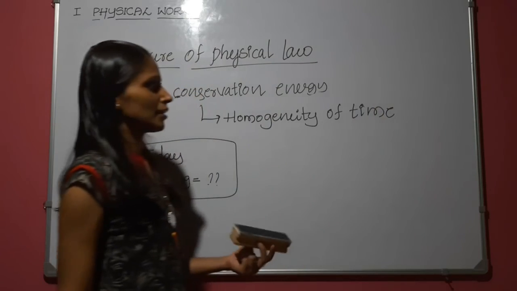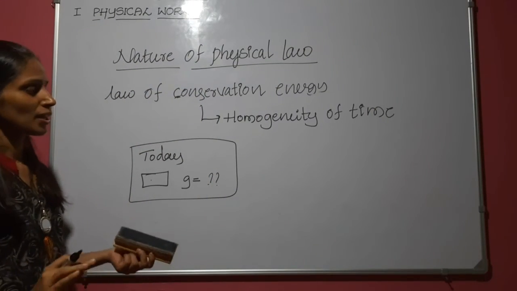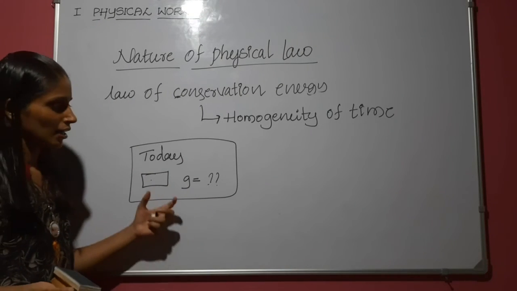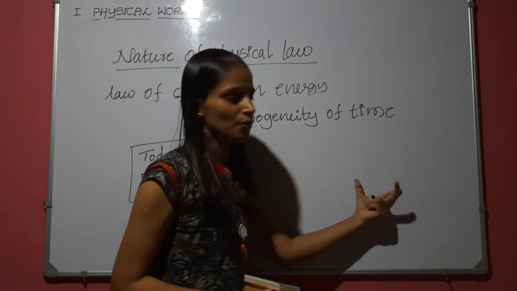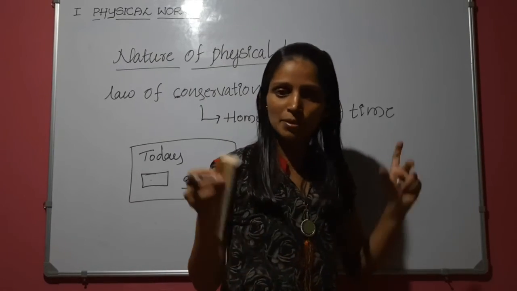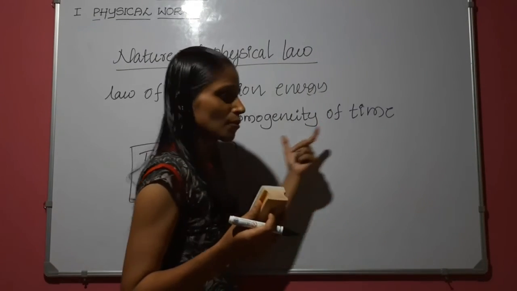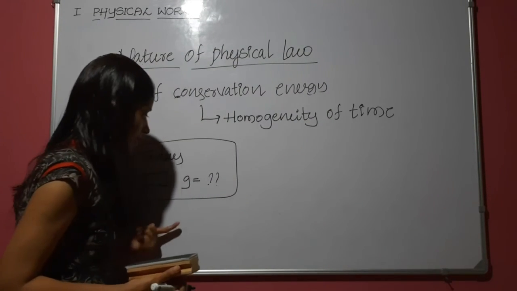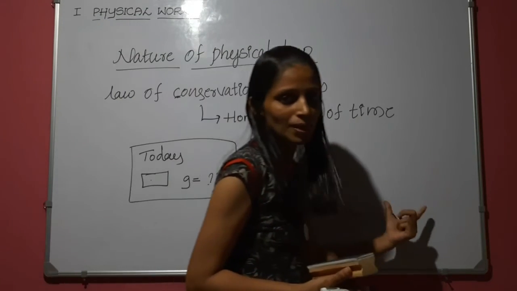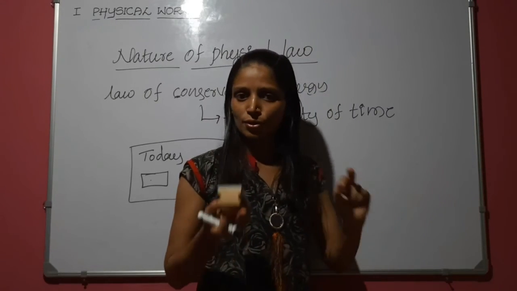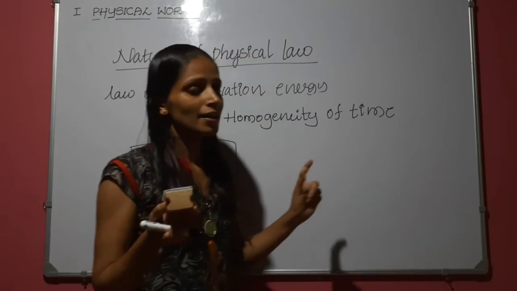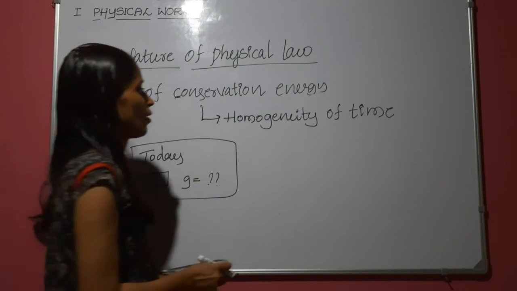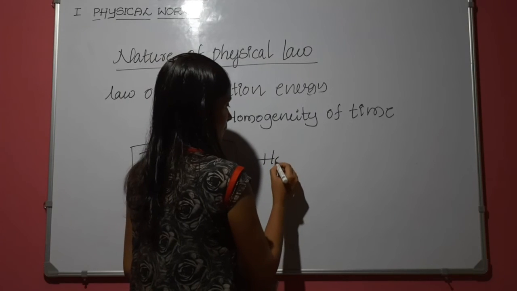Okay, I think this much is enough. If you perform the experiment here and change the place, some conditions may change, but the value is not going to change. That means if you translate this experiment setup to another place, there also the value is not going to change. There you can see the law of conservation of momentum, that is homogeneity of space.